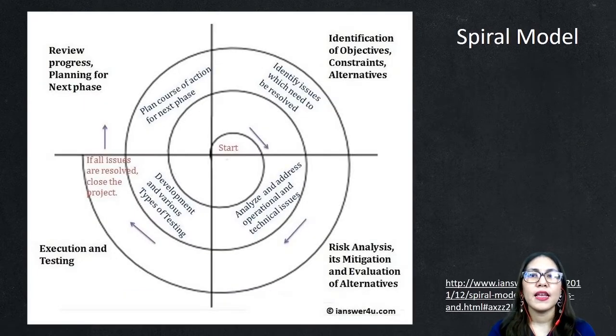Okay, and for spiral, at the beginning, the team will identify the objectives, constraints and alternatives of the project, and then do risk mitigation, evaluation, and alternatives, and then execute and test, and then review and plan for the next proposal, and continue doing these cycles until the project is finished, topping up the function until the project is finished. And the requirement engineering is on the right side of the chart, in the diagram. Okay, so this is the spiral model.